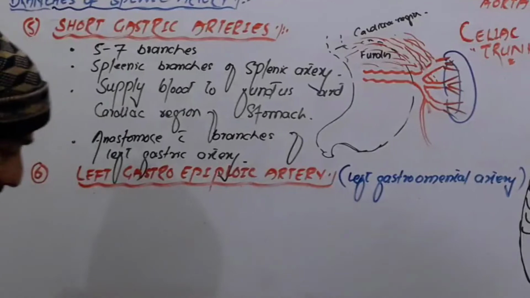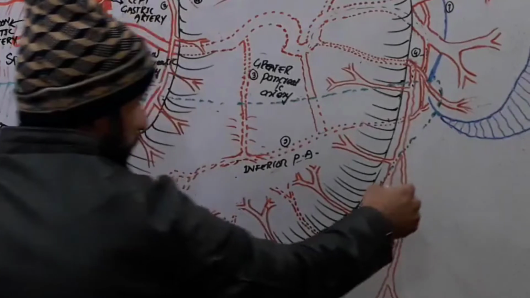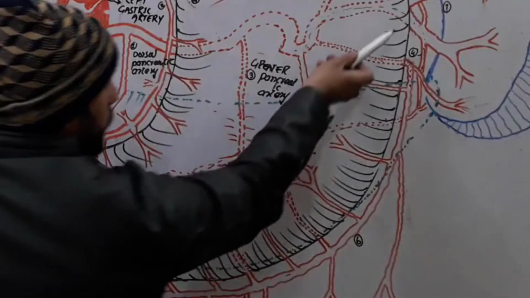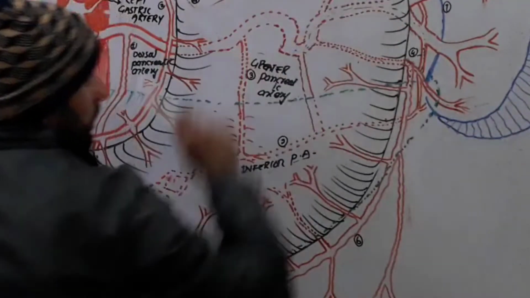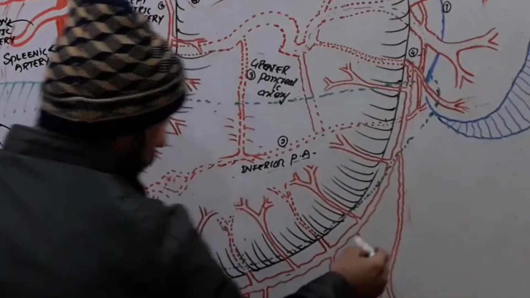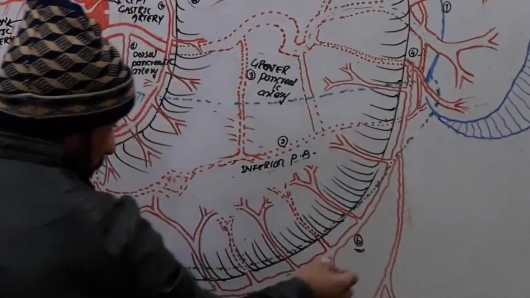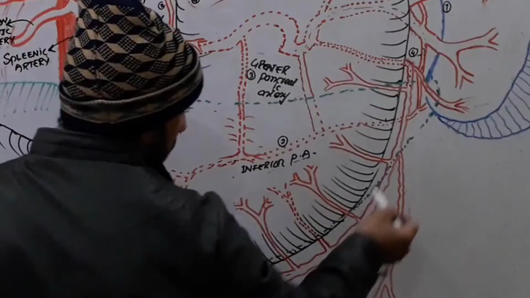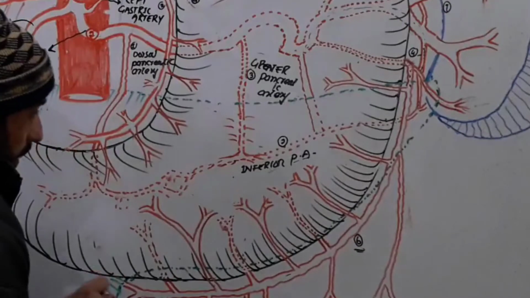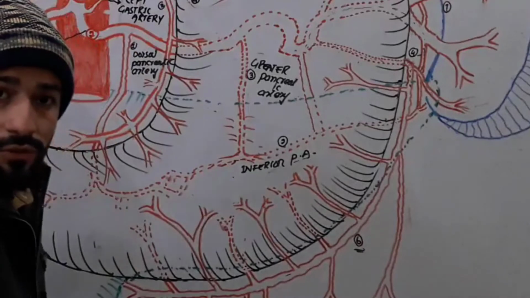Clear? So what does it do? Look carefully friends. It comes down to the greater curvature of the stomach, inferiorly. The superior part is supplied by short gastric arteries. So this branch, our sixth branch, is called the left gastroepiploic artery. This is a long artery, mainly responsible for supplying blood to the lateral margins of the greater curvature of the stomach, and it gives anterior branches and also posterior branches.